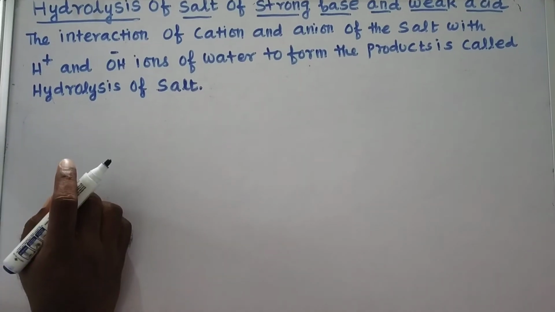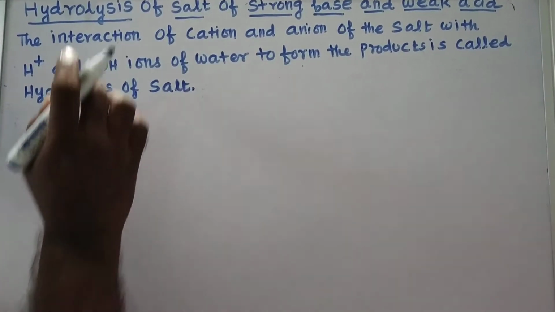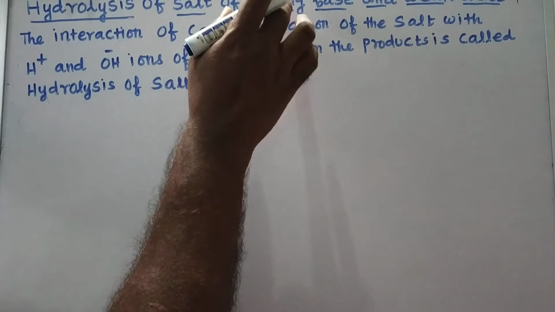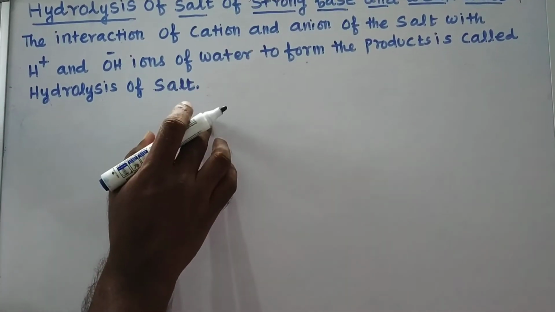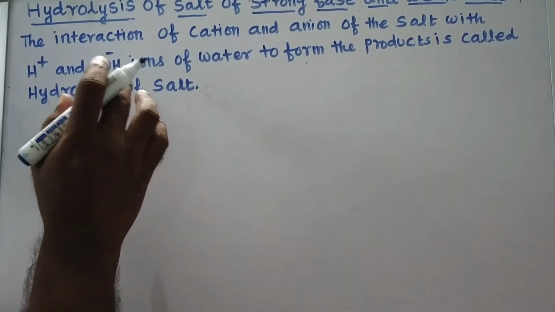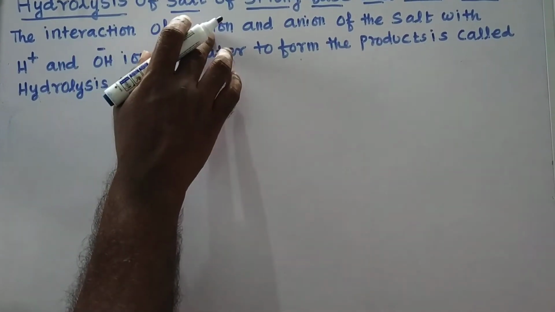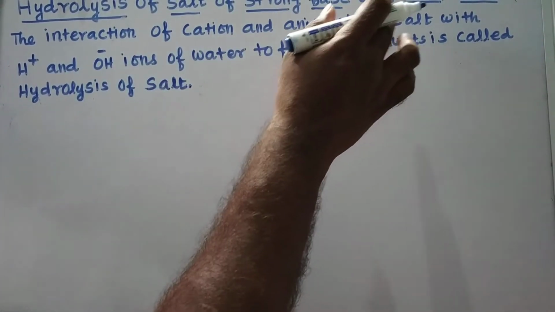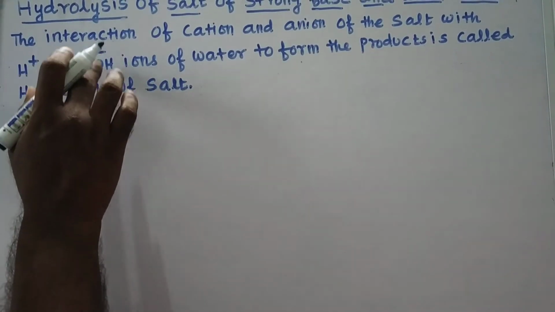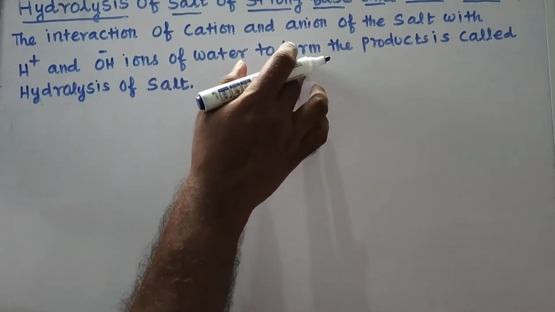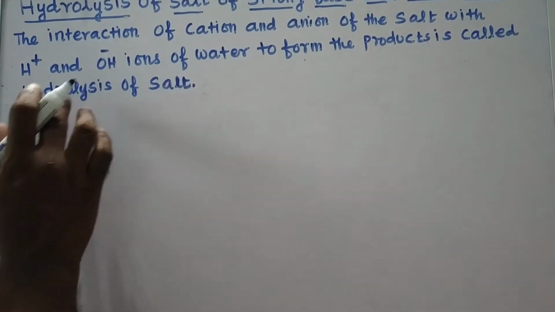Good morning, students. Today we are going to discuss hydrolysis of salt of strong base and weak acid. First of all, we are going to see what's meant by hydrolysis. The interaction of cation and anion of the salt with the H plus and OH minus ions of water to form the products is called hydrolysis of salt.